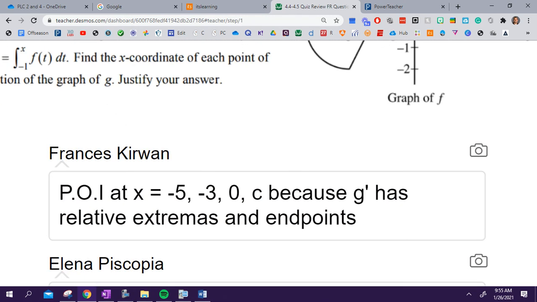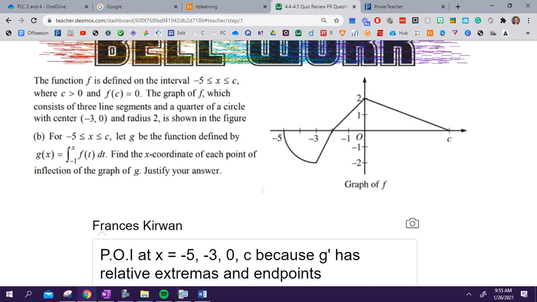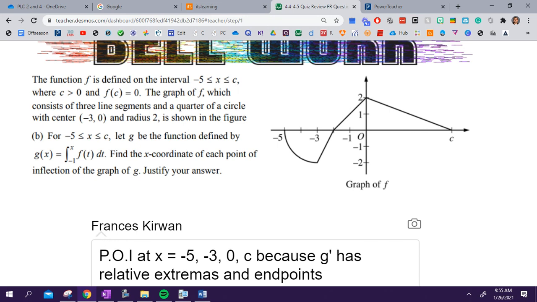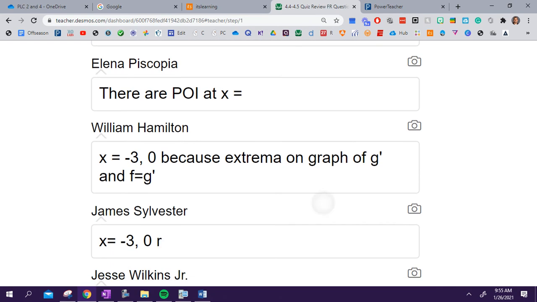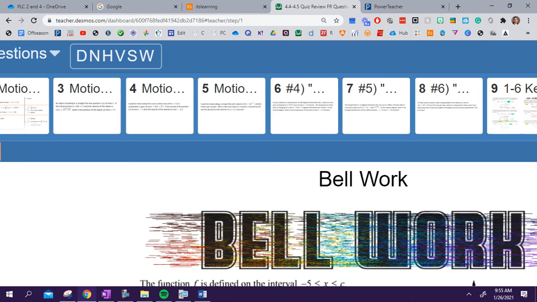Okay. This first person, they included -5. Remember, we never care about endpoints when we talk about points of inflection. Points of inflection do not happen at endpoints. It's been up there the whole time.